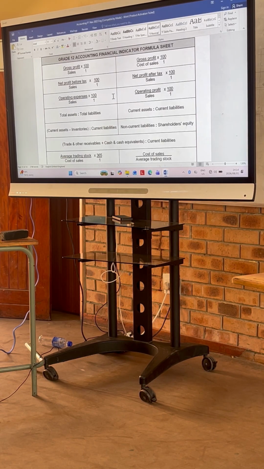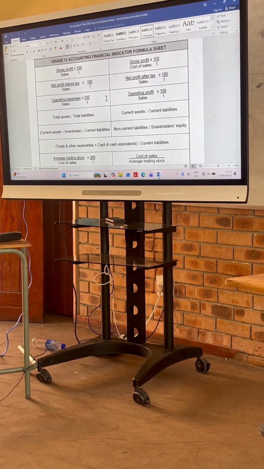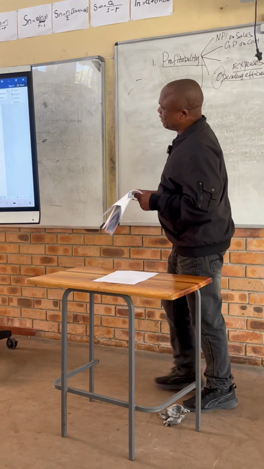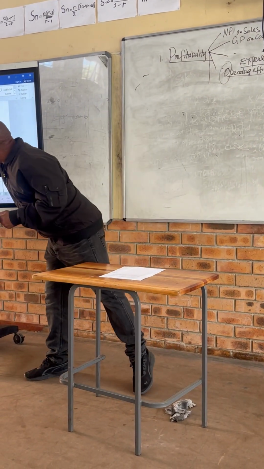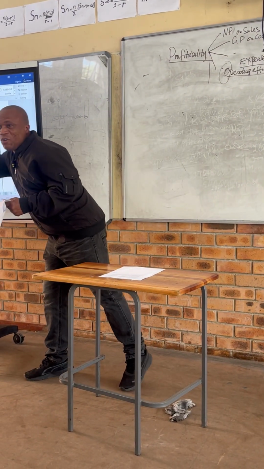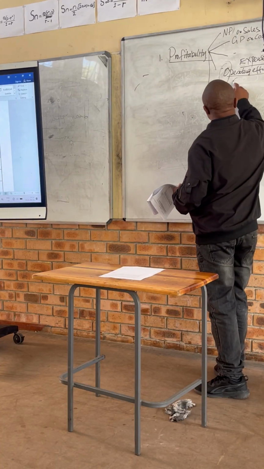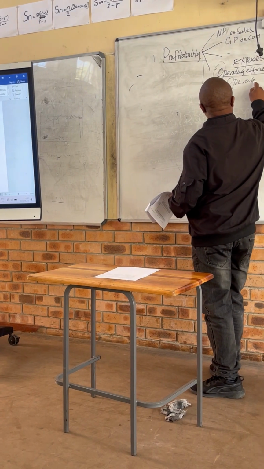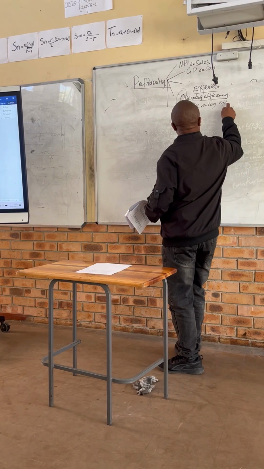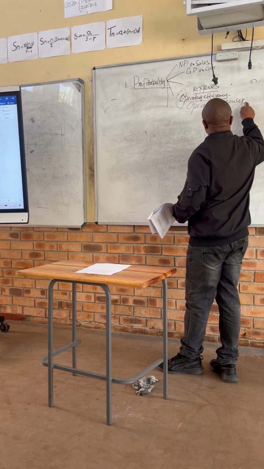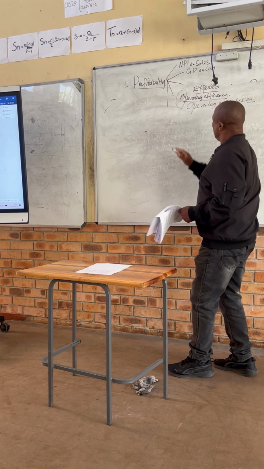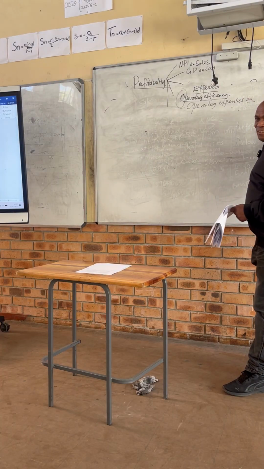Operating efficiency. So those indicators on the formula sheet with O, they are telling us the operating efficiency. Which ones are they? Operating expenses on sales. They all start with O, isn't it? So operating expenses on sales. It means operating expense divided by sales.